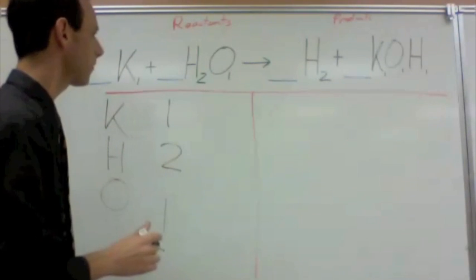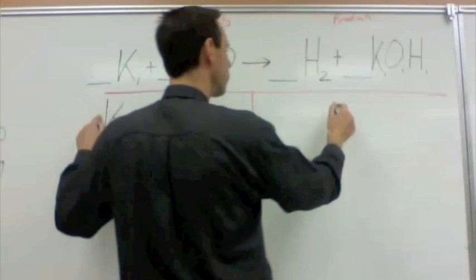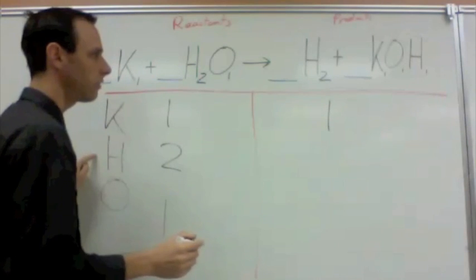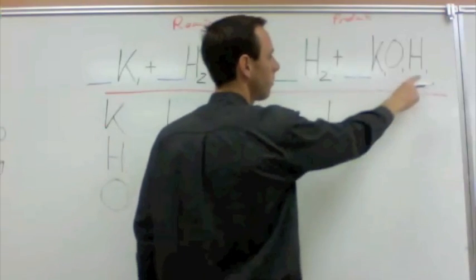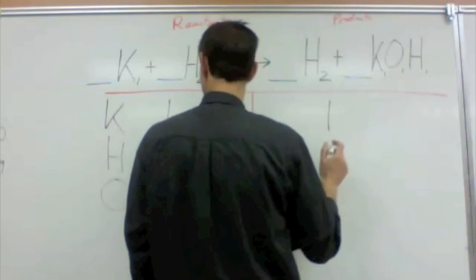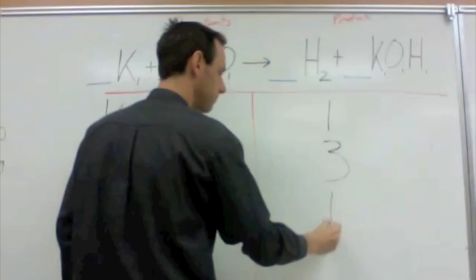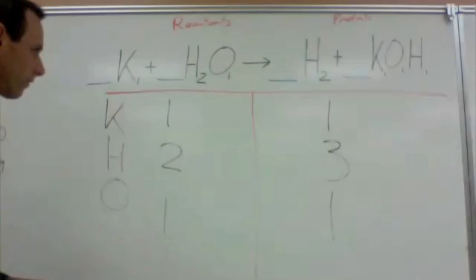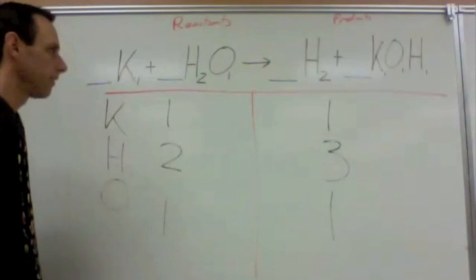Let's tally on the other side. How many potassiums first? The Ks. There's just 1. How many hydrogens? We have to be careful on this one. There's 2 here, but there's also this third one here. So 2, and that one is 3 hydrogens. And oxygens, there's only 1. Is it balanced? Potassiums are balanced, the oxygens are balanced, but the hydrogens are not.